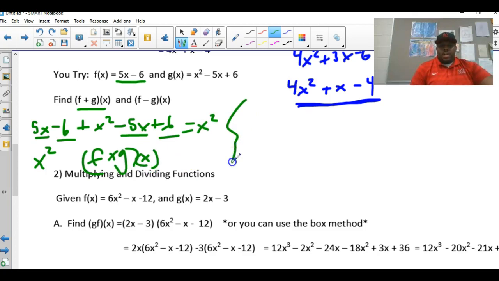Now we're going to do the next problem here, and we're going to do not g, but f minus g of x.